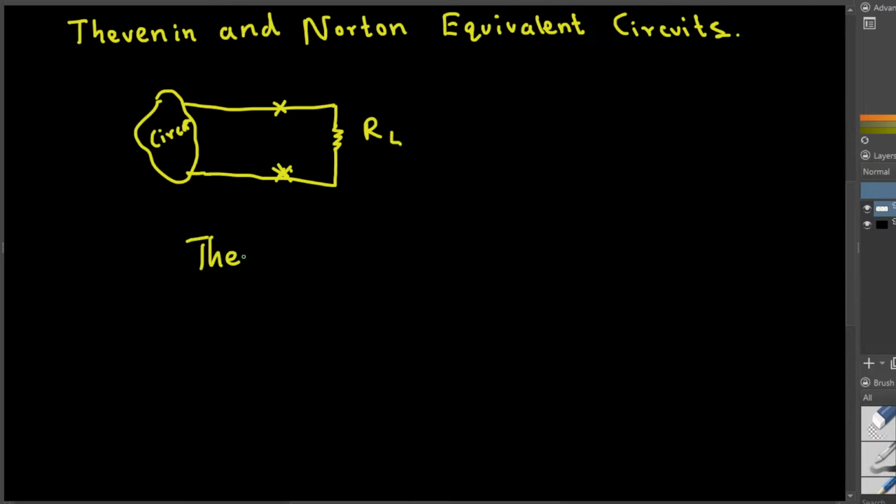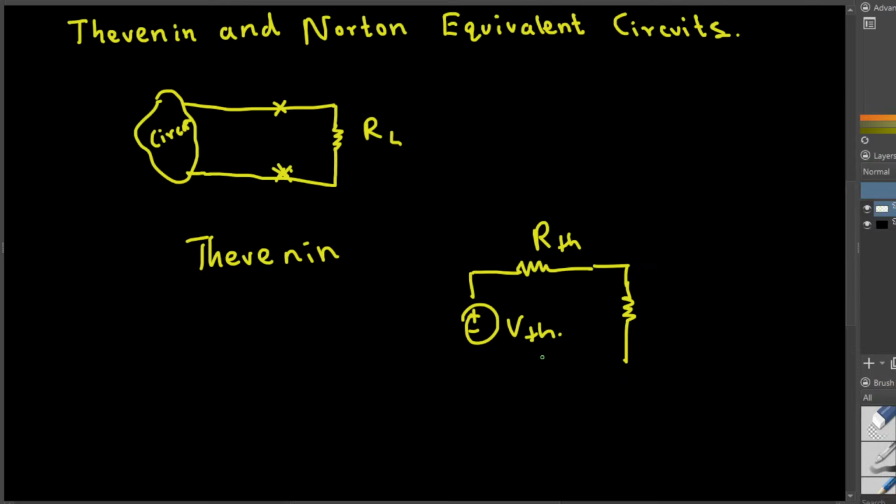So the Thevenin equivalent circuit of this one is going to look like this. V Thevenin and then R Thevenin, and here we will have the R load. Okay.